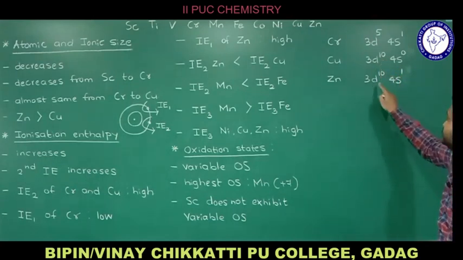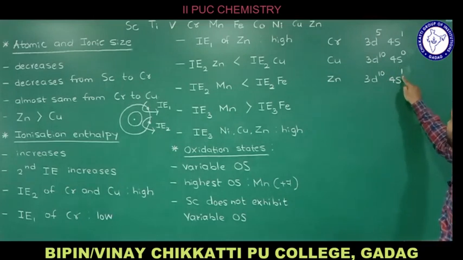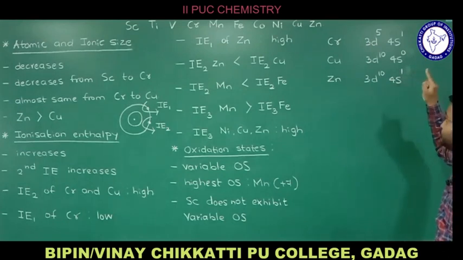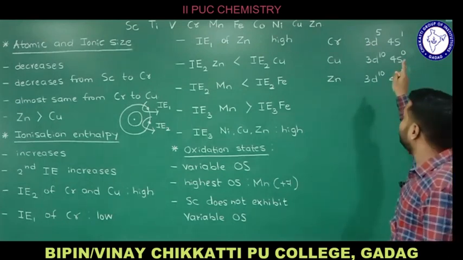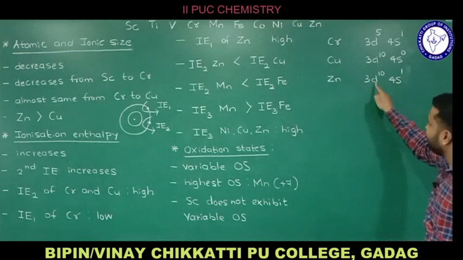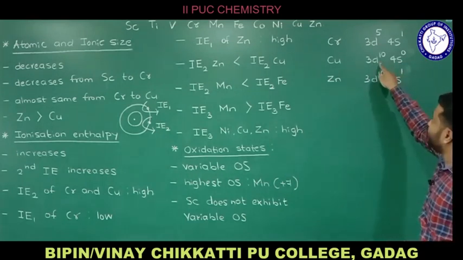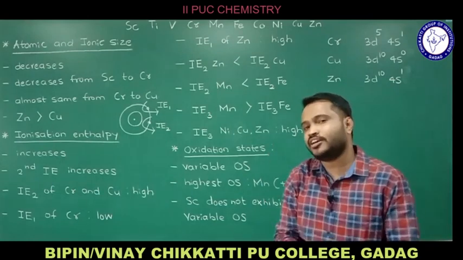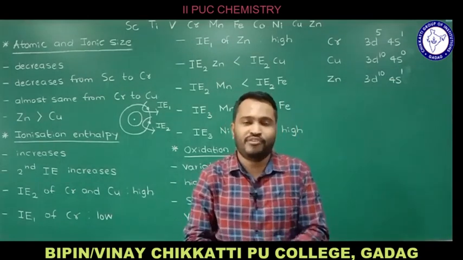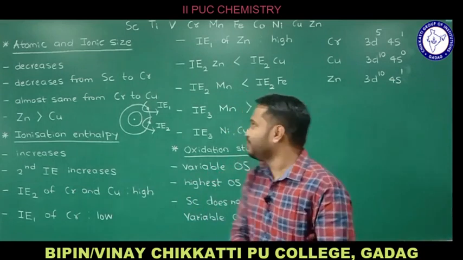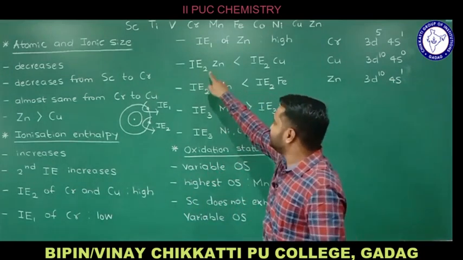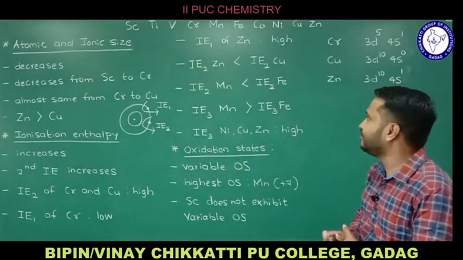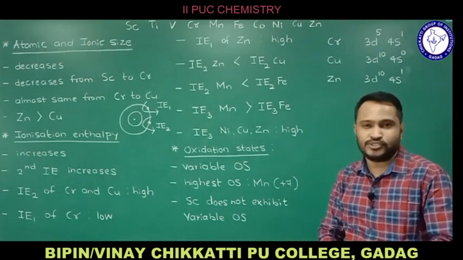Whereas in the case of zinc, second ionization energy means we have to remove one electron from 4s, which we can easily remove. After removing one electron, we are left with 3d10. But in the case of copper, we have to remove the electron from the 3d10 configuration itself, which is a completely filled atomic orbital. It is difficult to remove. Therefore, the second ionization energy of zinc is less when compared to the second ionization energy of copper.